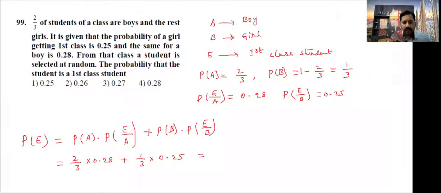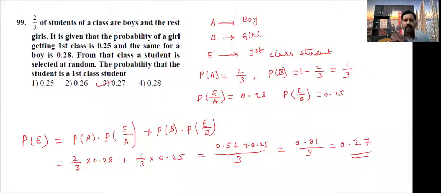Students, calculate. LCM is 3. 0.28 into 2, 0.56, plus 0.25. Overall, observe that 0.25 and 0.56 give 0.81 divided by 3. How many times? 3 times 0.27, 3 sevens are 21. Answer is 0.27. Third option correct.